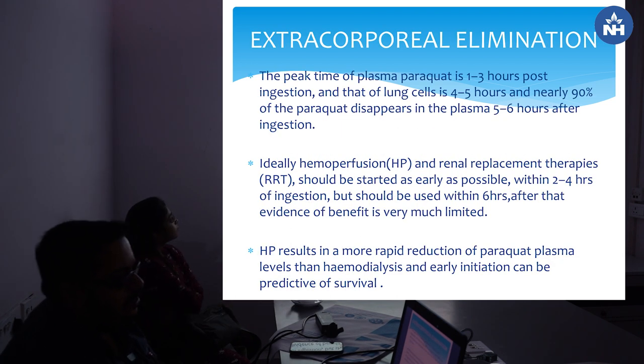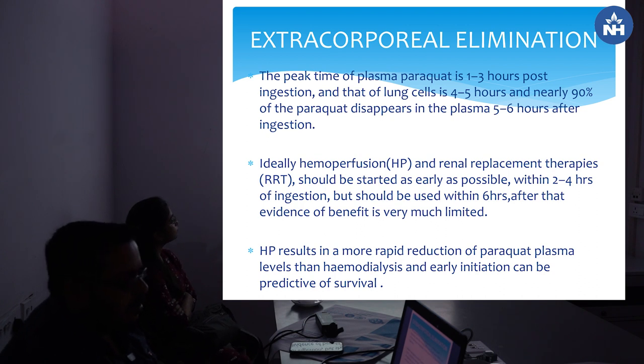Extracorporeal elimination. The peak time of plasma paraquat is 1 to 3 hours post ingestion, and that of the lung cells is 4 to 5 hours. And nearly 90% of the paraquat disappears from the plasma 5 to 6 hours after ingestion. Ideally, hemoperfusion and renal replacement therapy should be started as early as possible within 2 to 4 hours of ingestion, but should be used within 6 hours. After that, the evidence is very much limited.